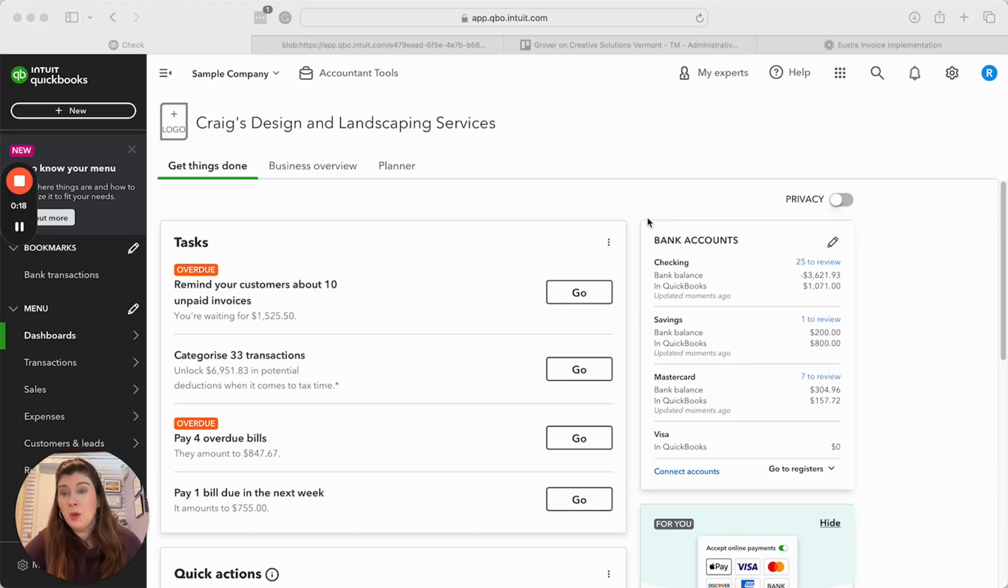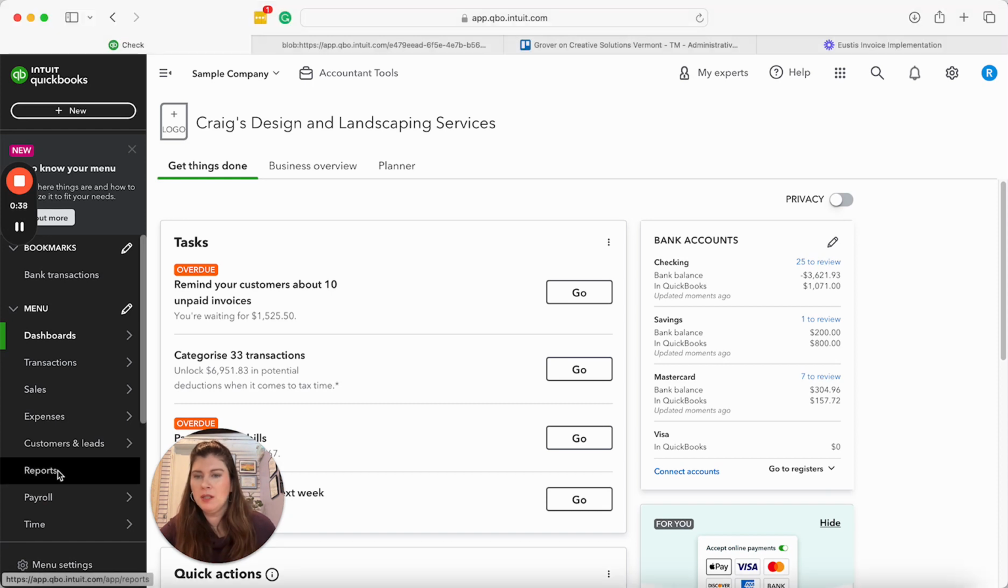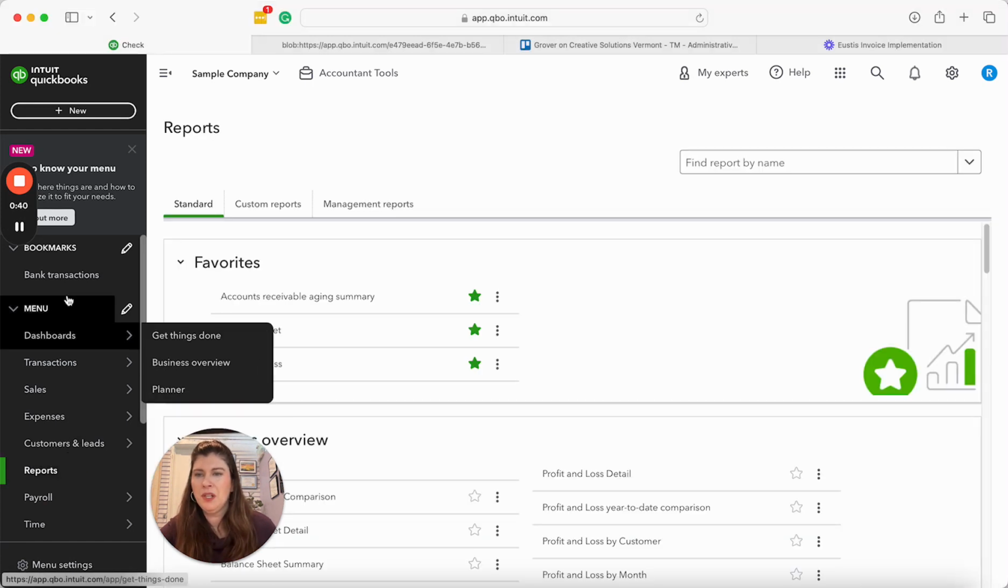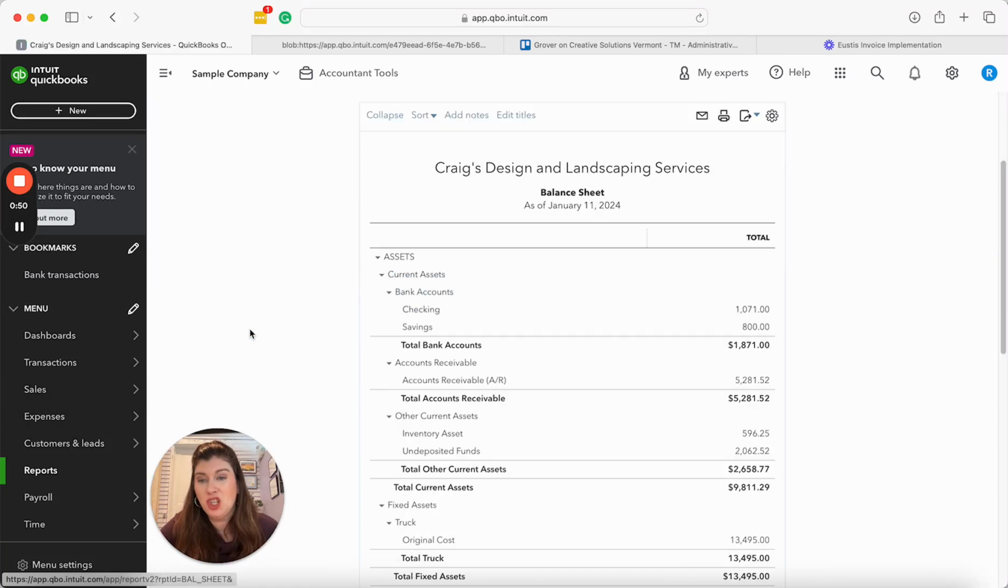First, we're going to go to the balance sheet because I feel like this is an area that gets overlooked a lot. This is the sample company that I'm using, which is a landscaping service. We're going to go to reports. Sometimes people's dashboard looks a little bit different depending on how you have yours set up, but it's always in there. Reports, we're going to look at the balance sheet.